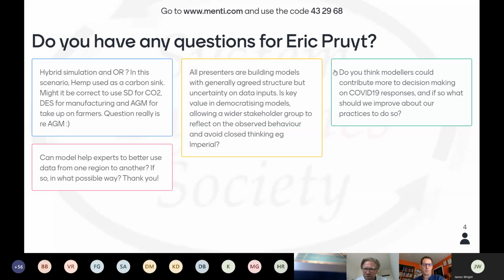Third question: do you think modelers could contribute more to decision-making on COVID-19 responses? And if so, what should we improve about our practices to do so? Oh, I certainly think that modelers can contribute a whole lot to decision-making on COVID-19 responses, and especially not just the epidemiological part, but the part relating to society, like economics and social aspects.